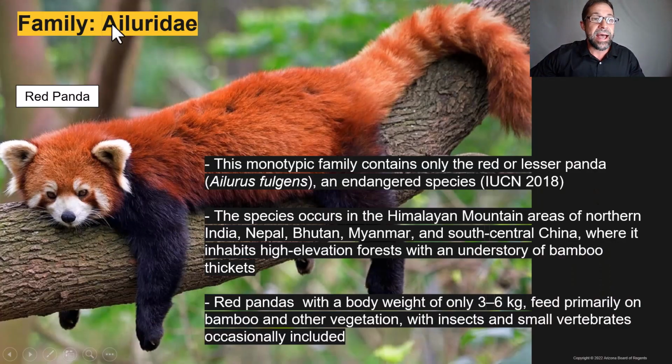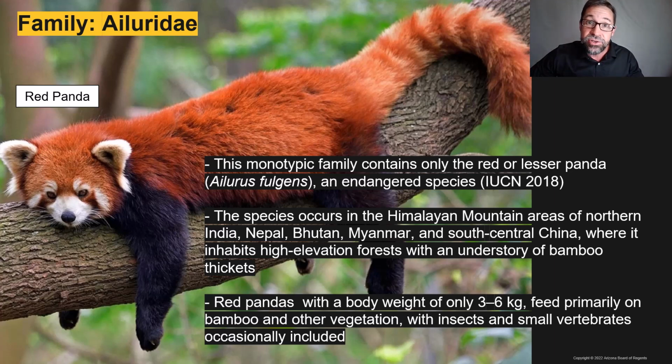The family Ailuridae is another monotypic family, and it contains only the red or the lesser panda, an endangered species. So the red panda occurs in the Himalayan mountains of northern India, Nepal, Bhutan, which is probably the top country on my bucket list, Bhutan and Palau, Myanmar, which I have been to, and south central China, where it inhabits high elevation forests with an understory of bamboo thickets.